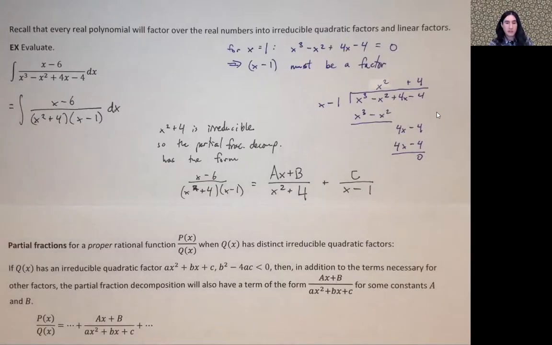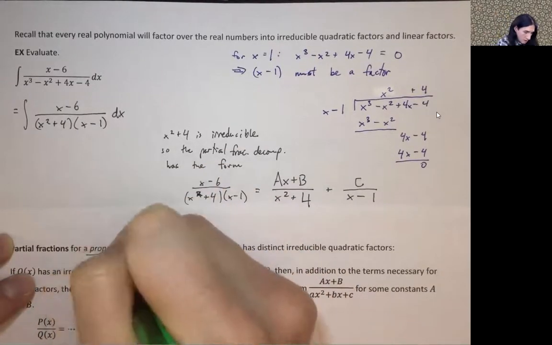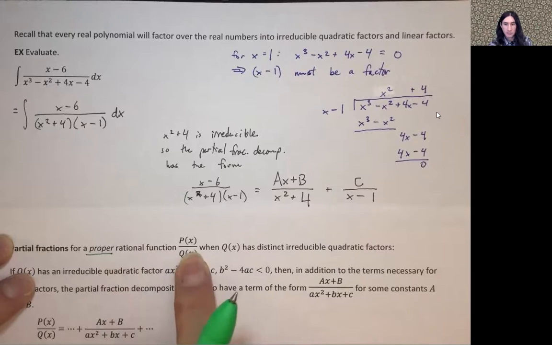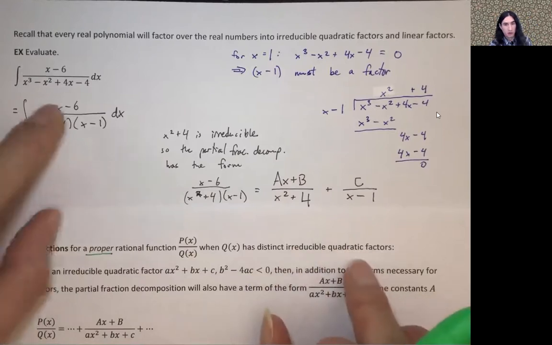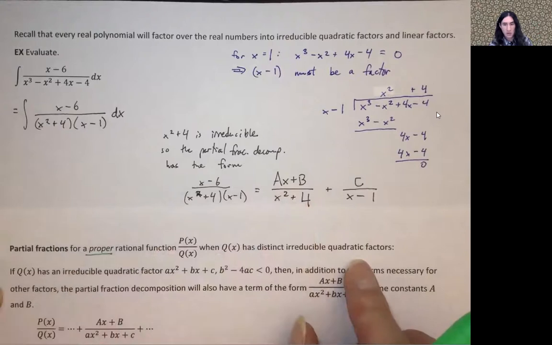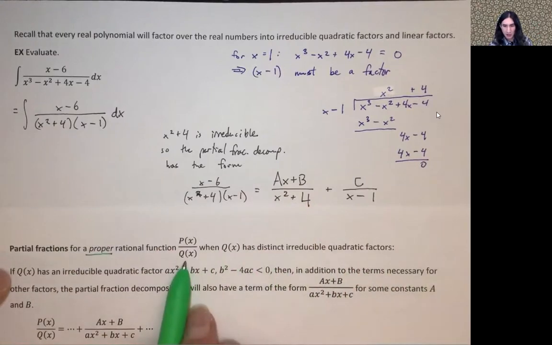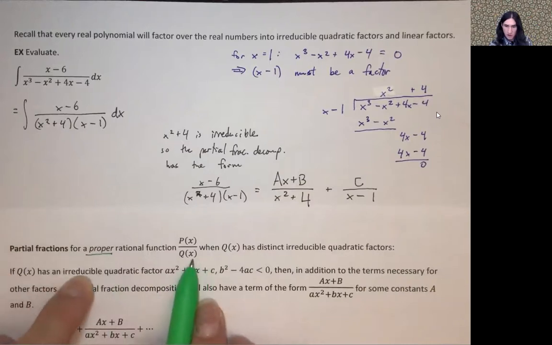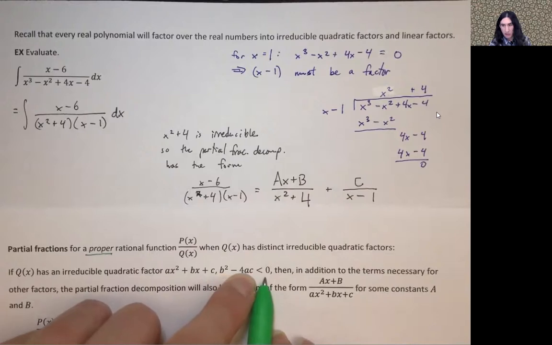Okay, so I wanted to finish up just with a statement of what the theorem was for how to make a proper rational function into its partial fraction decomposition when you have distinct and irreducible quadratic factors. So this was an irreducible quadratic factor, and we saw that it had this form. So it's not going to be anything complicated.